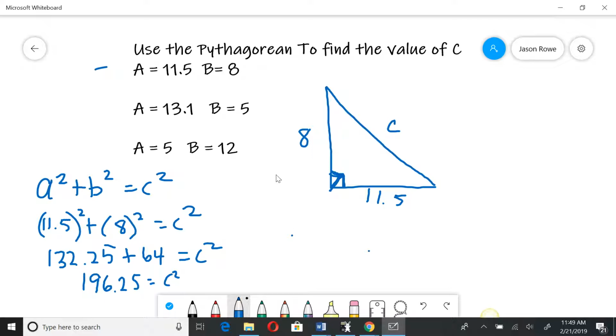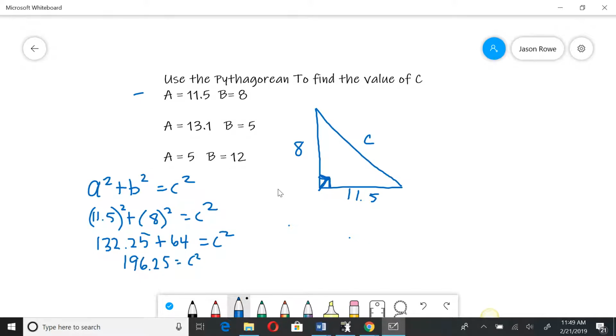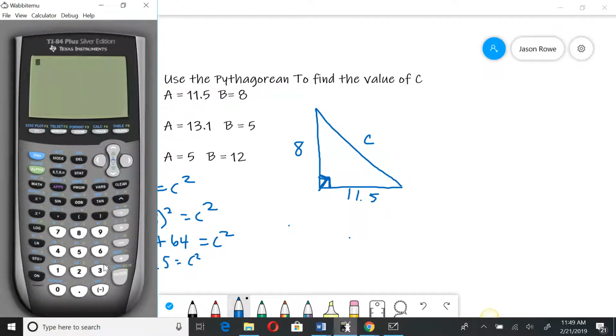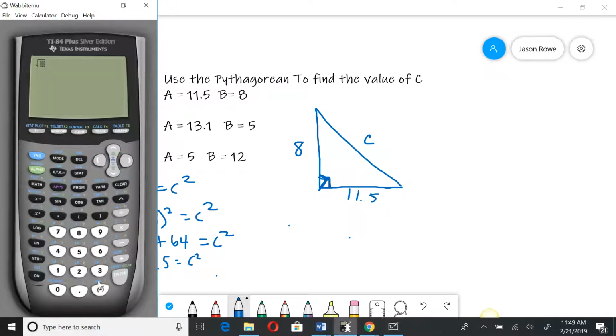So what we want is we want the value of c. So I've got one more step to do. You're never finished with the Pythagorean theorem problem until you take this step. We're going to square root that value. So I'm going to find the square root. So on the calculator, second x squared, and the number is 196.25.